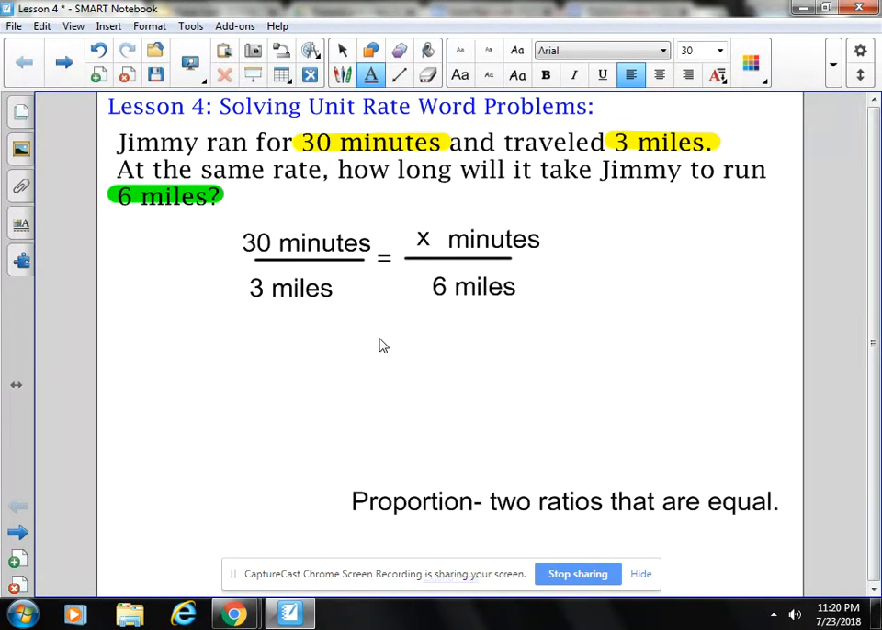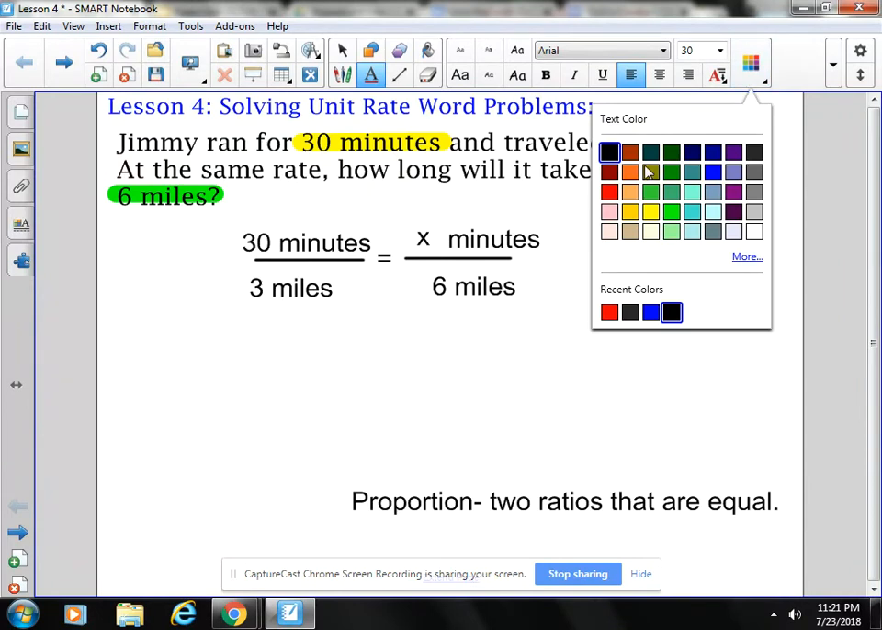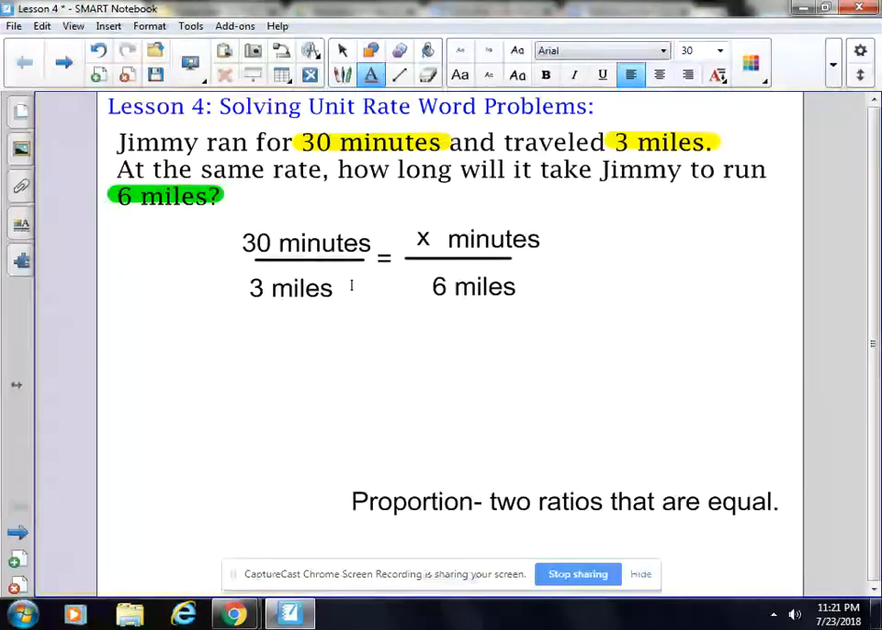Like we mentioned in the website, there are multiple ways to solve proportions. We can cross multiply. We can think of it as an equivalent fraction problem. So how I'm looking at this, we know both of our denominators. So if this is an equivalent fraction problem, what do we multiply 3 by to get 6? Or what's 6 divided by 3? 2. So 3 times 2 gives us 6.